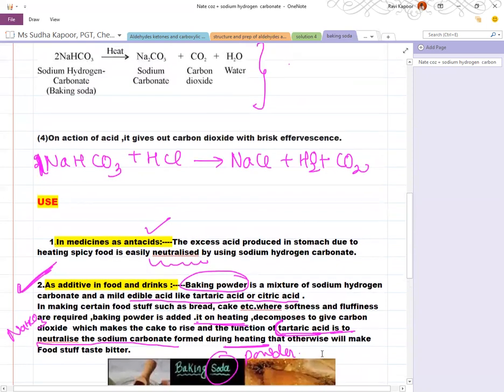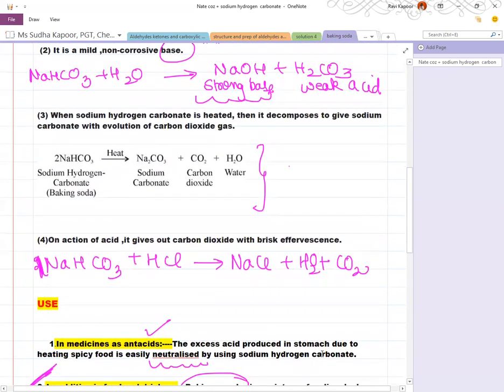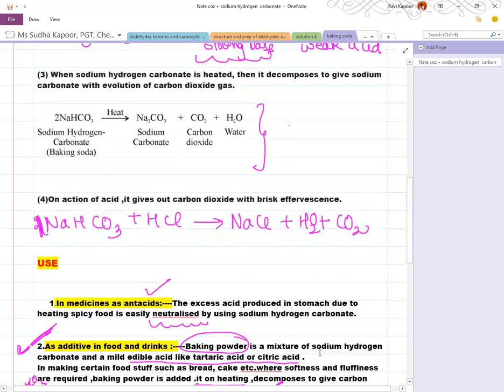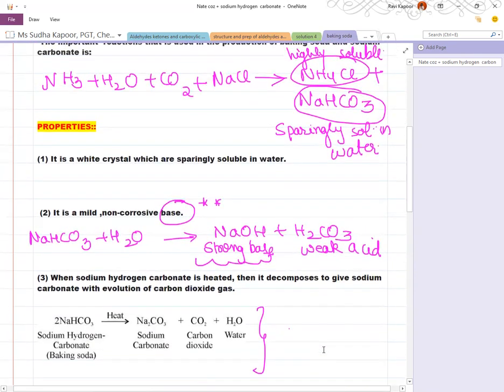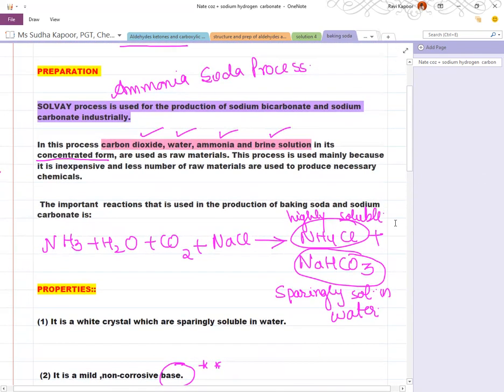In class 10, this is a very important topic: how baking soda is prepared, what its properties and uses are, and the very important question of the difference between baking soda and baking powder, why it is used as an antacid, and how it works in foodstuffs by making them fluffy, as well as the special use of tartaric acid or citric acid, which must be mentioned. So that's all about baking soda. Dear children, revise this. Stay safe, stay healthy.